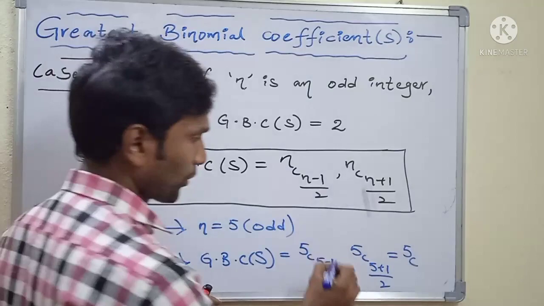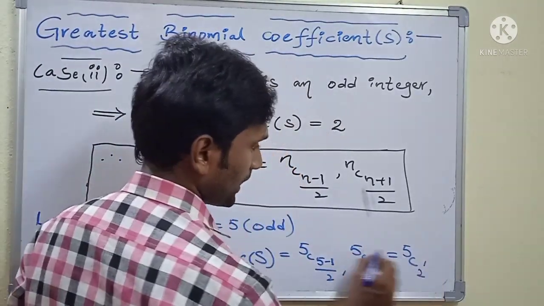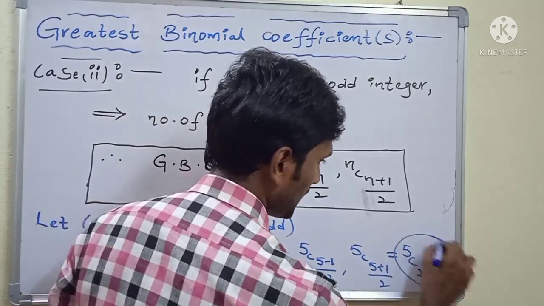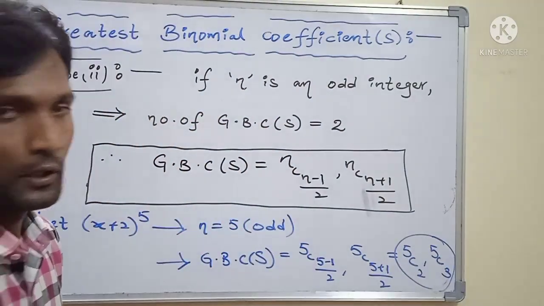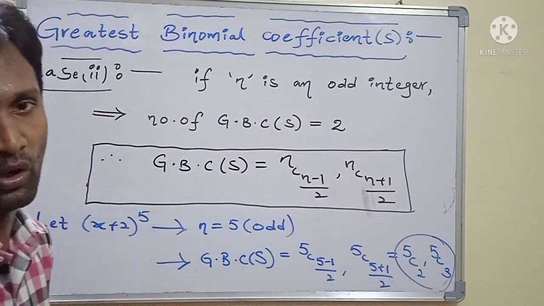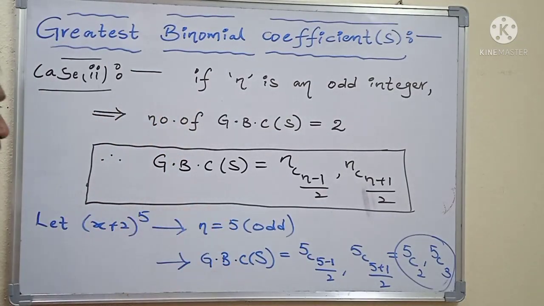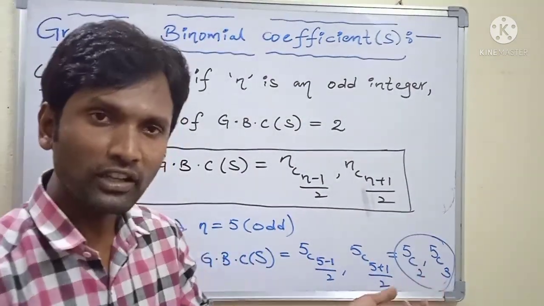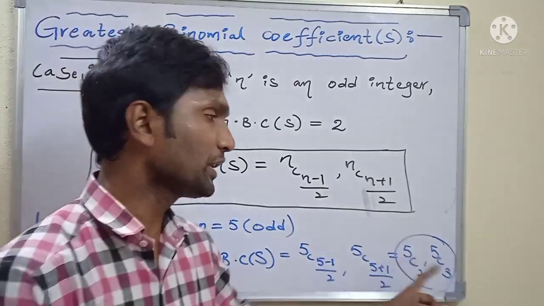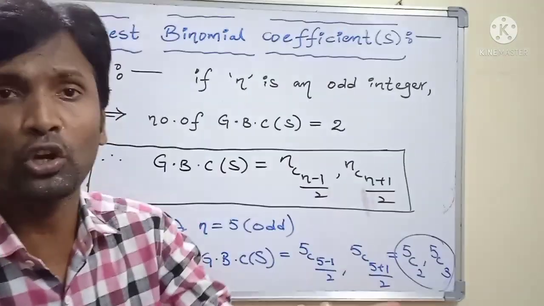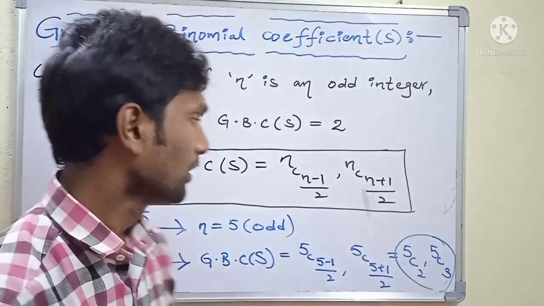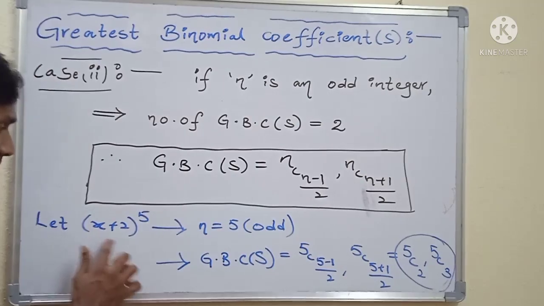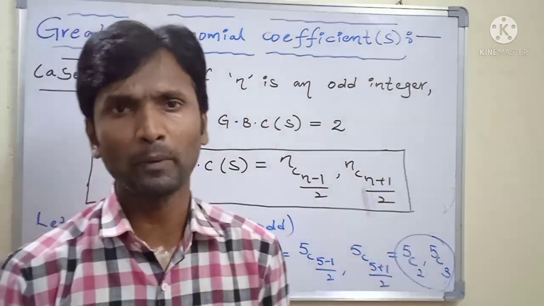That equals 5C(5-1)... 5 minus 1 is 4, 4 by 2 is 2, so 5C2. Next, 5C(5+1)/2: 5 plus 1 is 6, 6 by 2 is 3. So finally, 5C2 and 5C3 are both the greatest binomial coefficients in the expansion of (x + 2)^5. The value of 5C2 is 10, and the value of 5C3 is 10. Both have the highest numerical value, 10. That's why 5C2 and 5C3 are both called greatest binomial coefficients in the expansion of (x + 2)^5.